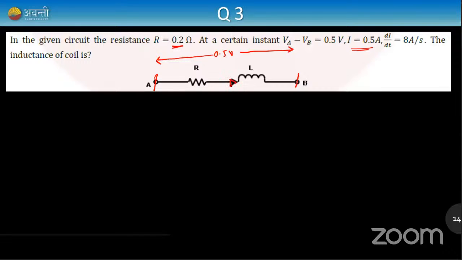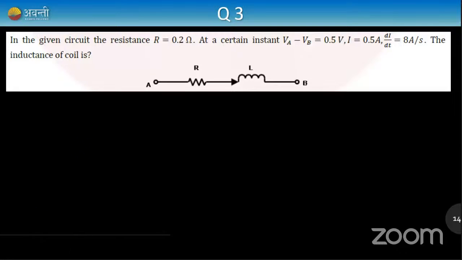And di by dt: the current is increasing with respect to time at 8 ampere per second. For every 1 second, 8 ampere of current is increasing. Then can you tell me what is the inductance of the coil? That's the question here. Very simple question. Pay very careful attention. I hope Pradeep sir has taught you this.